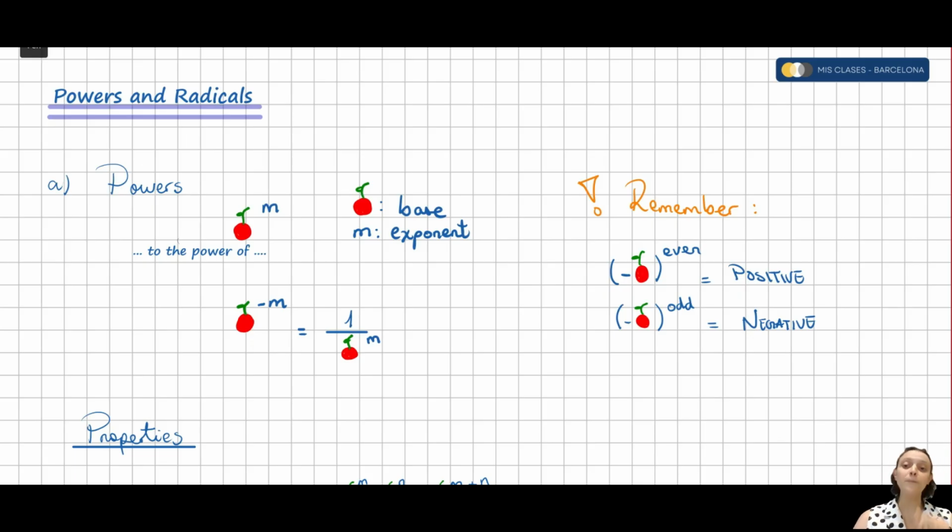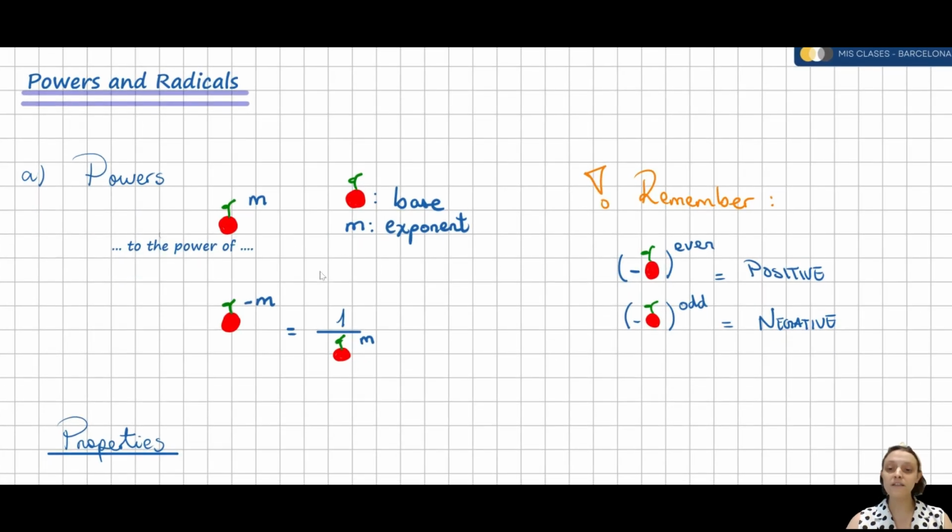So we have apple to the power of m, where apple represents any kind of expression that will be modified by the number that m is. Remember that the exponent tells us how many times we have to multiply the base by itself, okay? So this is the first part.